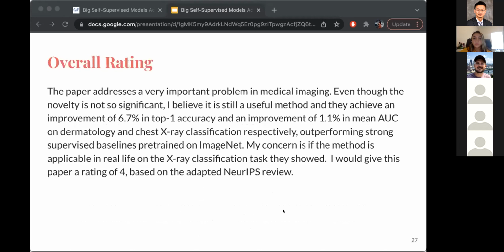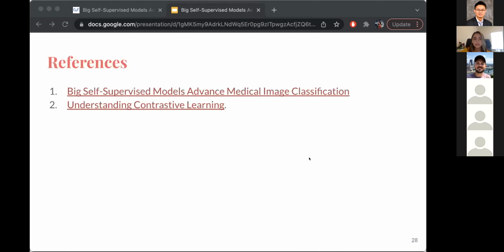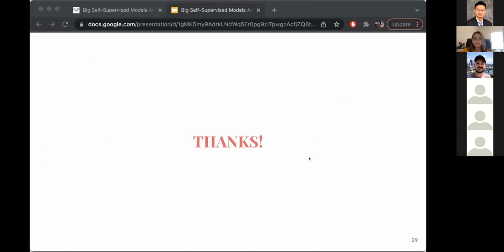So I think overall it is a very important problem in medical images. Even though the novelty is not so significant, I believe it's a useful method since they achieved better accuracies, and they outperformed the strong supervised baseline pre-training on ImageNet, which is pretty good since they don't need the labels. As I mentioned, I'm not sure if it's applicable in real life. So I would give this paper a rating of 4, and these are the references, and thank you for your attention.